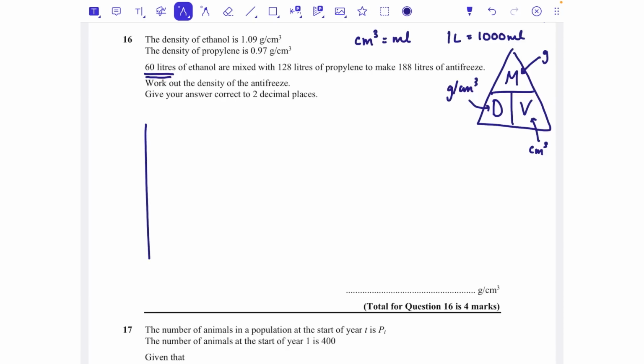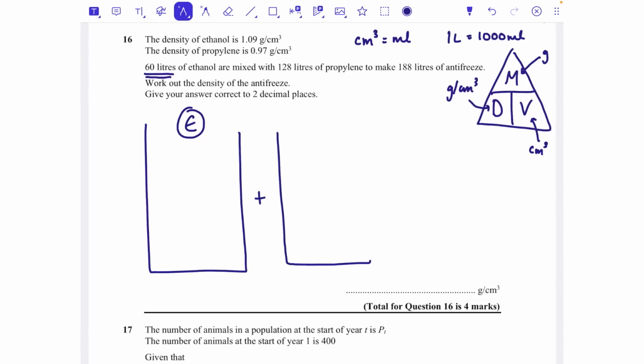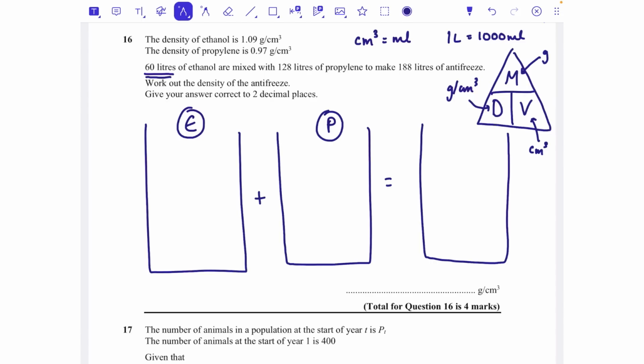To lay out this question, I like to do 1 bucket for ethanol, add the bucket for propylene, and I did one of these on my last predicted paper as well, I think, because I like these questions and I kind of hope they come up. And that makes the antifreeze. And for each, we're going to do density, mass, volume, density, mass, volume, and density, mass, volume.